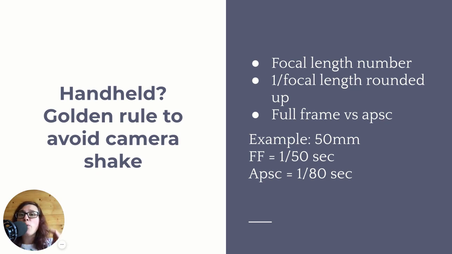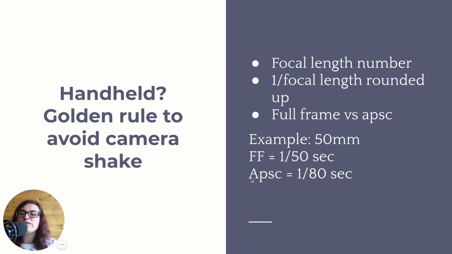If you use 1/25th of a second, that is too slow. You are going to get camera blur. If you use 1/200th of a second, then it's still good. So anything faster than 1 over the number of your focal length.